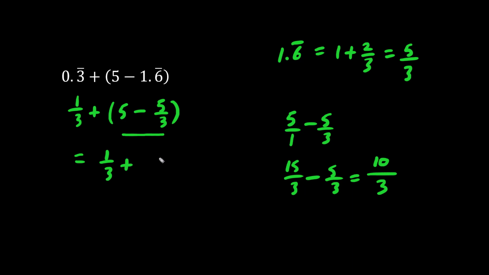So we now have 1/3 plus 10 over 3. The denominators are the same, so we copy down 3. And 1 plus 10 is 11. Here is our final answer.